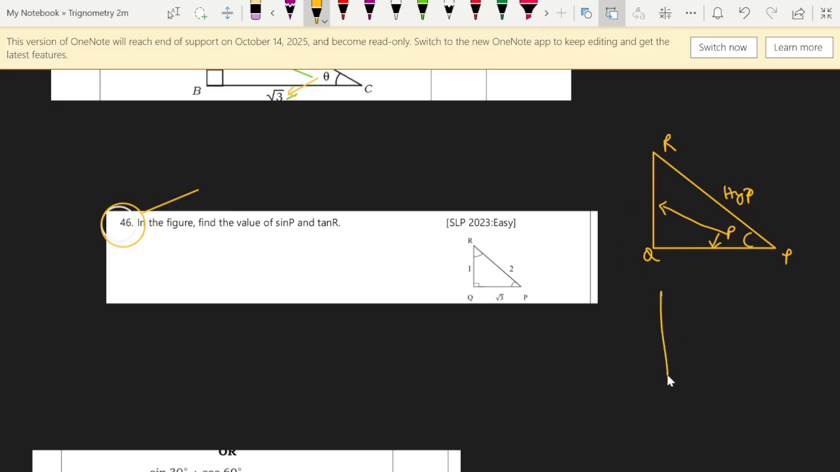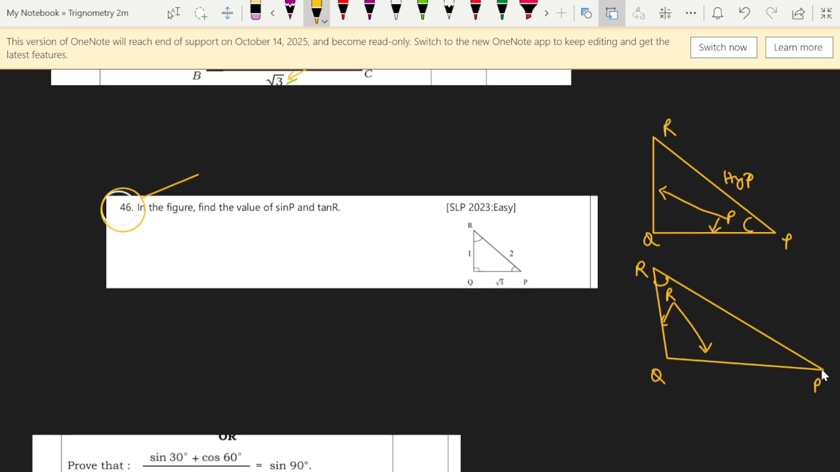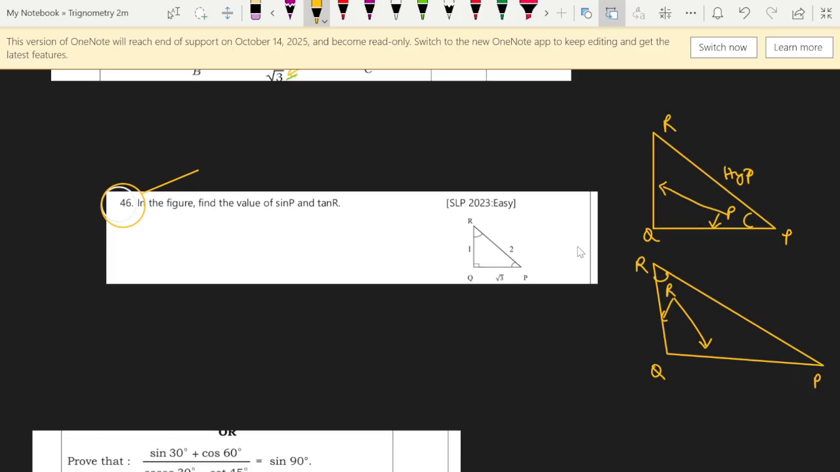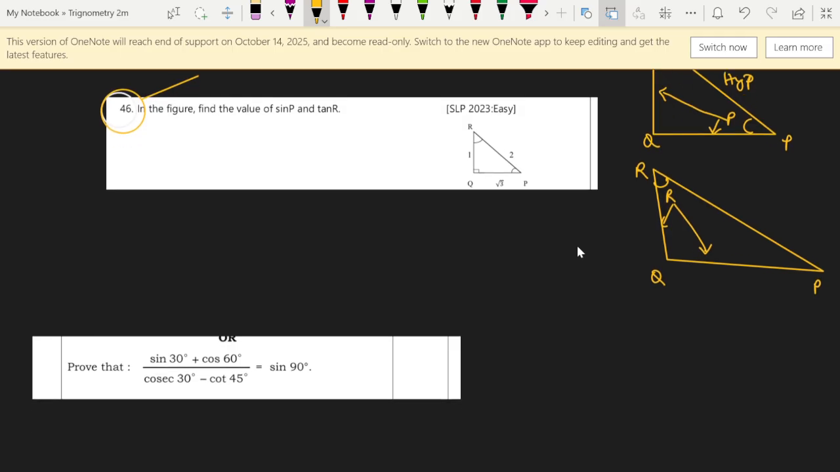What would be the other right angle triangle? As per the data, r is the angle. So for r, this will be the opposite side, this will be the adjacent side. So note down the adjacent and opposite side with reference to the given angle. So better to make two different figures, maybe using pencil in the exam. Later on you can erase it after finding the answer, no issues.